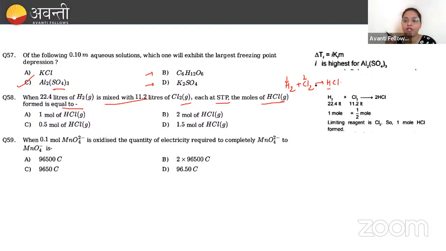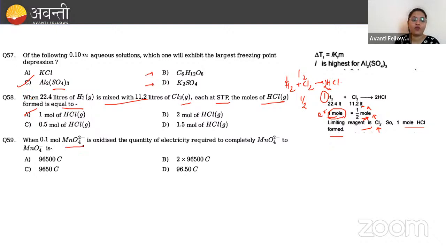So see here, 22.4 liters of H2 is 1 mole, but 11.2 liters of Cl2 is half a mole. Since H2 is in excess, the excess reagent is H2 and the limiting reagent is Cl2, because the limiting reagent decides how much product is going to form. In H2 plus Cl2, from 1 mole of Cl2 we get 2 moles of HCl, so from half a mole of Cl2 we get 1 mole of HCl. So your answer will be option A. Yes, any doubts in this? Okay, let's move on to the next problem.